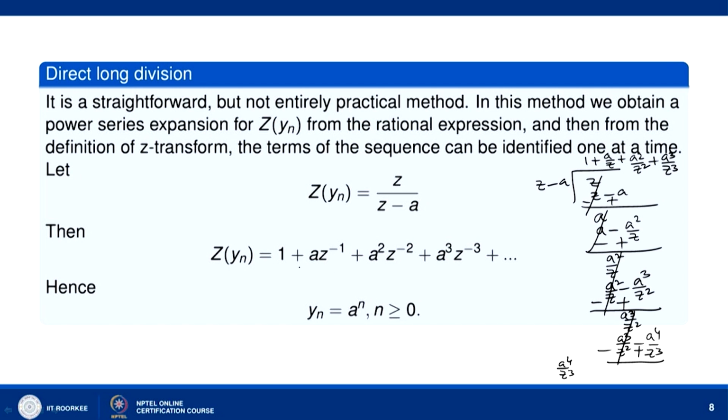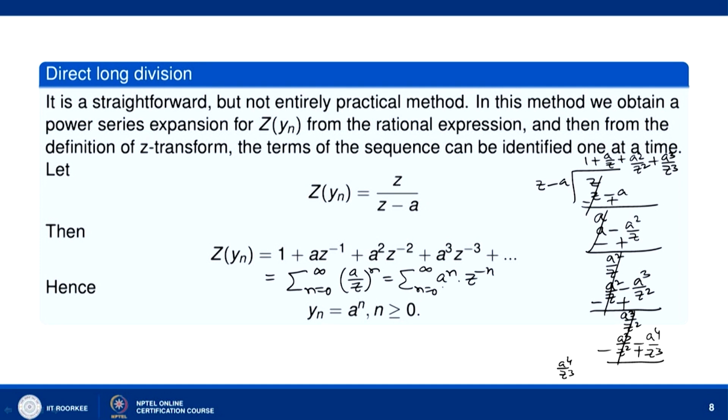Okay. So, we get the series 1 plus a by z plus a square by z square plus a cube by z cube and so on, continuing this division method. Now, you can see this is 1 plus a by z plus a square by z square plus a to the power n by z to the power n. So, this is nothing but sigma n equal to 0 to infinity a by z raised to the power n, or sigma n equal to 0 to infinity a to the power n into z to the power minus n.